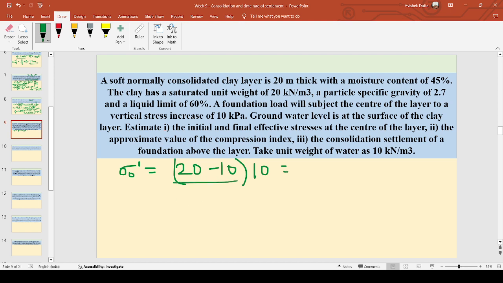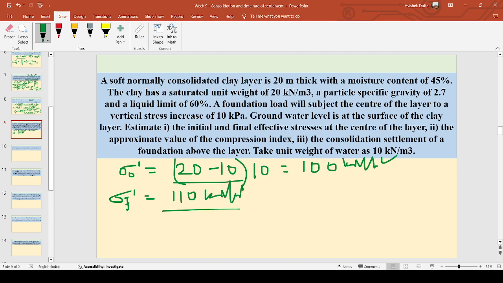This is gamma submerged, right? That will give us 100 kilonewton per meter square. And obviously the increment in stress is 10, so sigma final, the final effective stress, will be equal to 110 kilonewton per meter square or kilopascal, whatever. Okay, this is the initial and final effective stress.